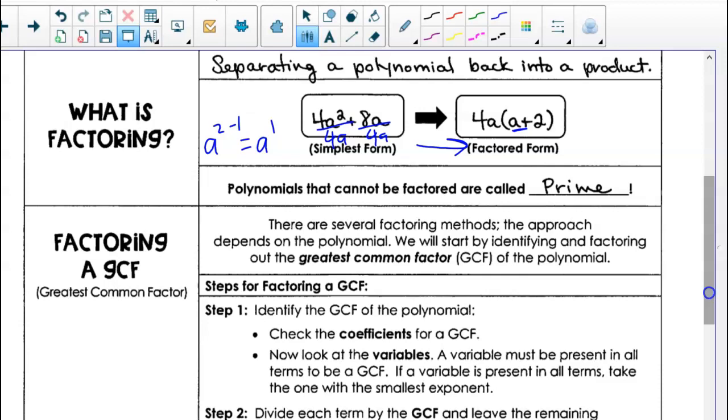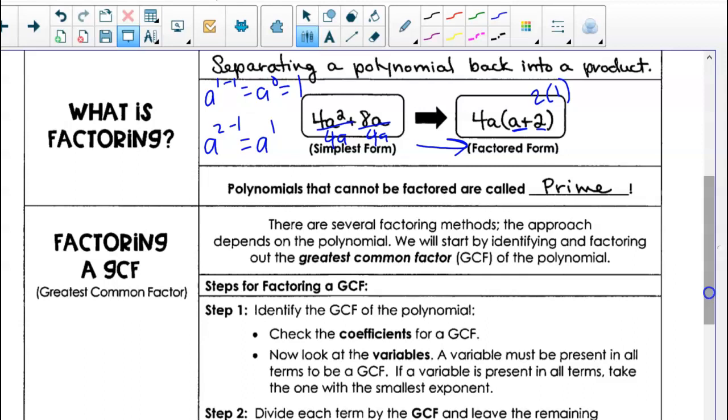For the second term, when I divide it by 4a, 8 divided by 4 is 2. A divided by a is a to the first minus 1, which would be a to the 0. Almost everything to the 0 power is 1. So this is really 2 times 1, but we know that's just 2, so we're going to leave that as 2.